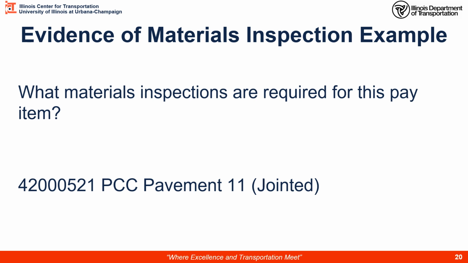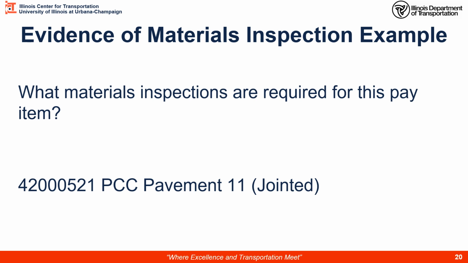Here's an example for you. What material inspections or evidence of material inspections are required for this pay item? The pay item is PCC pavement, or Portland cement concrete pavement, 11 inches thick. Here my pay item description ends in a number. Here's my pay item number. How would I know where to go to find the evidence of material inspection for this one?